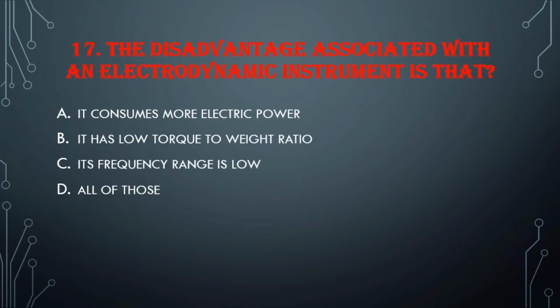The next question for you all, my friends, is: the disadvantage associated with an electrodynamic instrument is that. The options are A. It consumes more electric power. B. It has low torque to weight ratio. C. Its frequency range is low. D. All of those. And your time starts now.